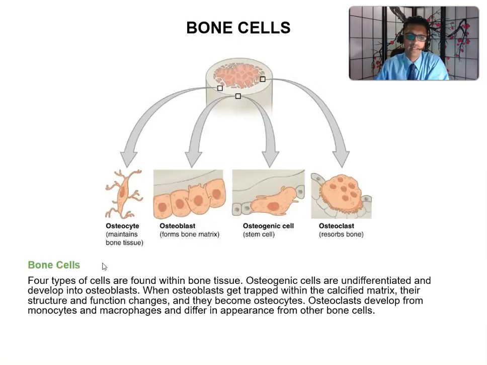Again, osteocytes maintain bone tissue. Osteoblasts make or form bone matrix. Osteogenic cells are the stem cells, so they can turn into osteoclasts, osteoblasts, or osteocytes. And then osteoclasts will break down or reabsorb the bone.